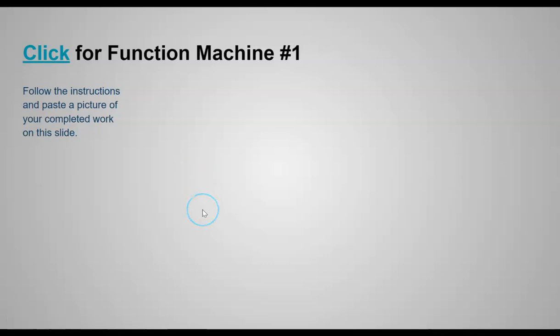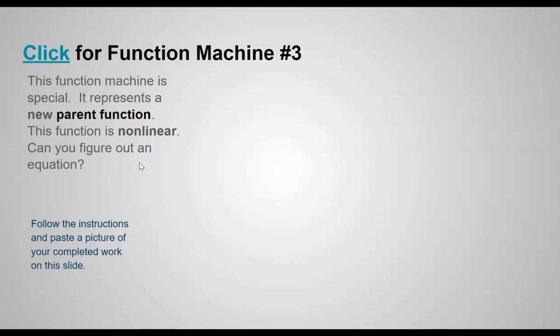So the next thing we're going to do is function machine 2. So they have another one. They'll follow the same instructions. Now when you get to function machine 3, I've actually given them one of their new parent functions. We're about to get into learning the other parent functions besides linear. We already know y equals x, or f of x equals x. So we're going to add to our little collection here. And I'm not going to say what it is, but they should be able to figure out what it is by putting numbers in.